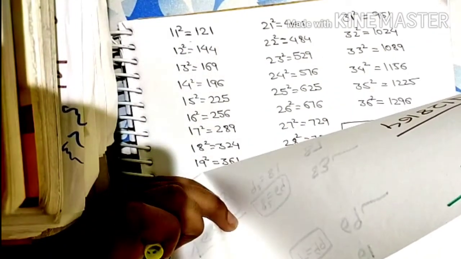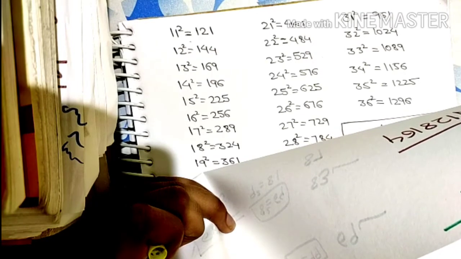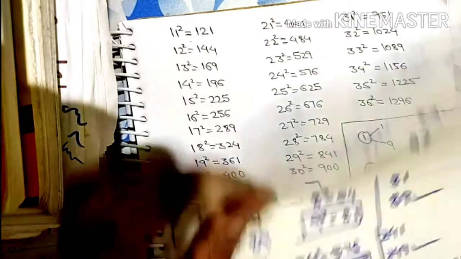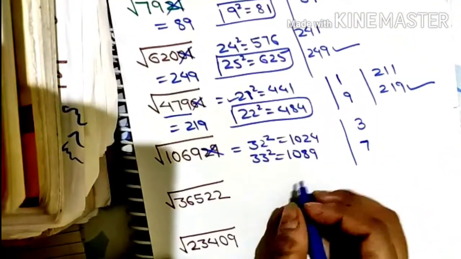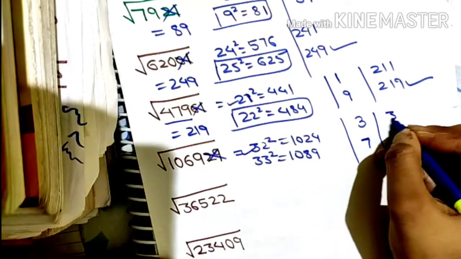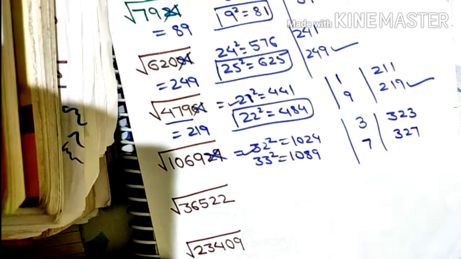Then 32 square 1024 and 33 square 1089. Okay. Now you have to choose the smaller one, that is 32. Then our square root may be 323 or 327.